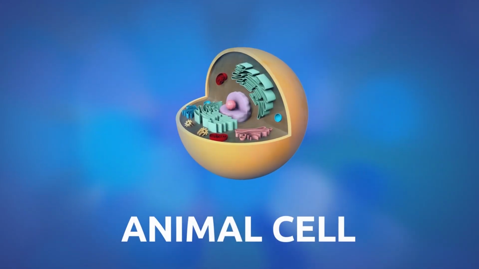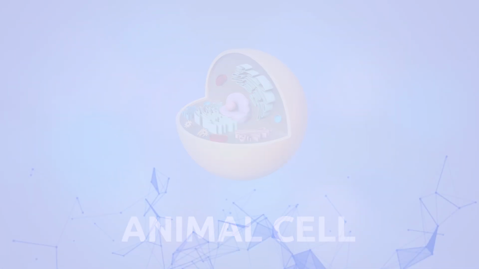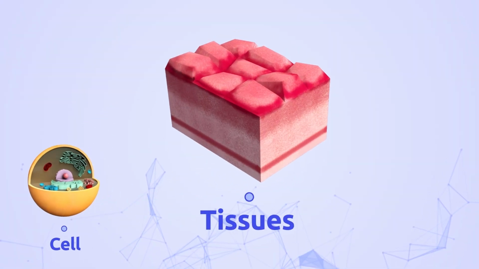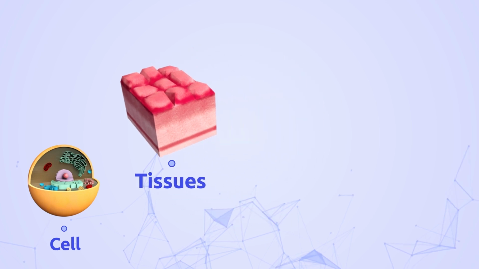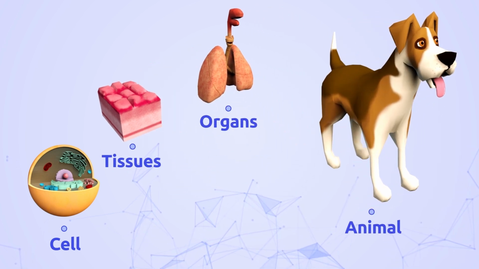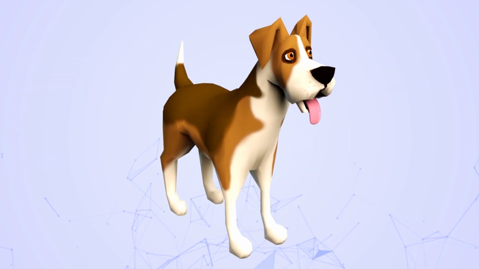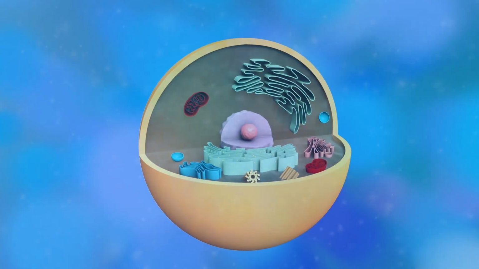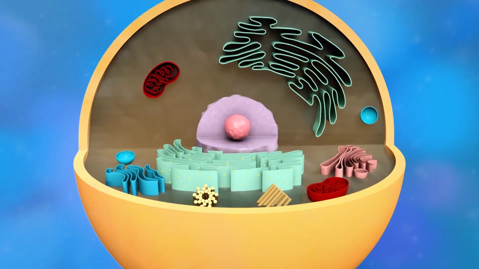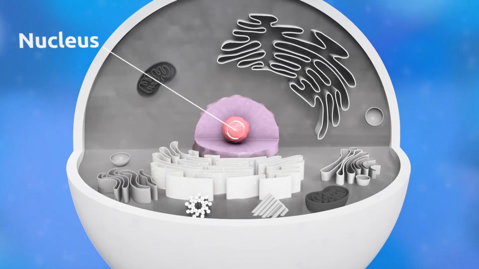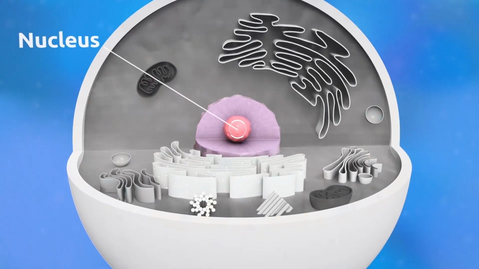Animal cells. Animal cells make up tissues, and these make up animal and human body organs. Each cell has a specific function depending on which organ system it belongs to. An animal cell is a eukaryotic cell. DNA is stored in the nucleus. The nucleus is in charge of all cell functions.